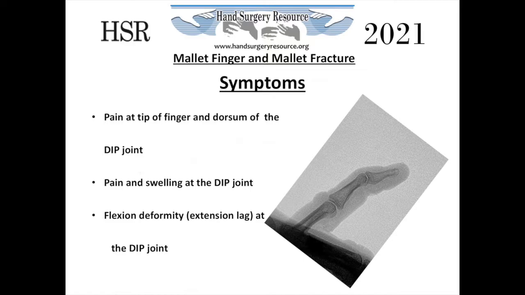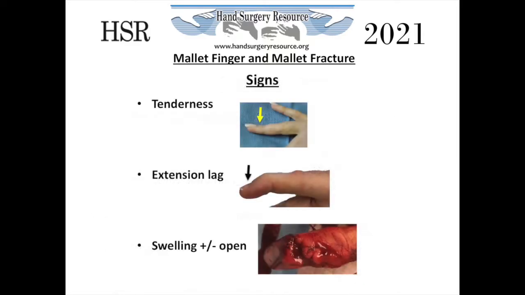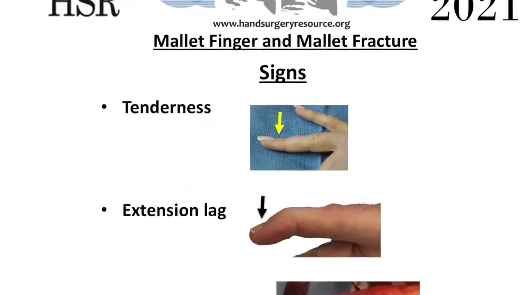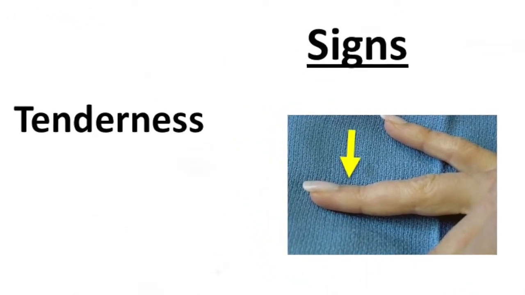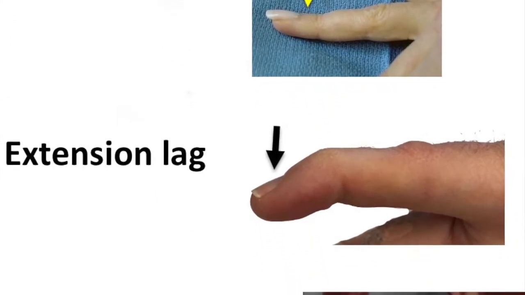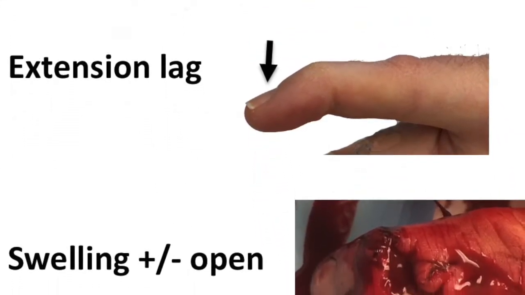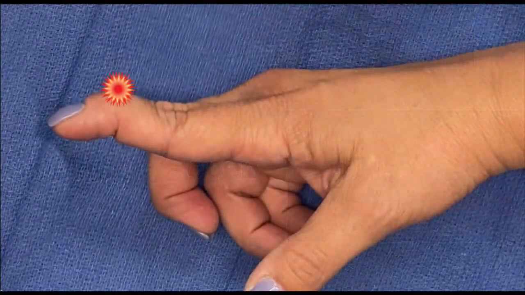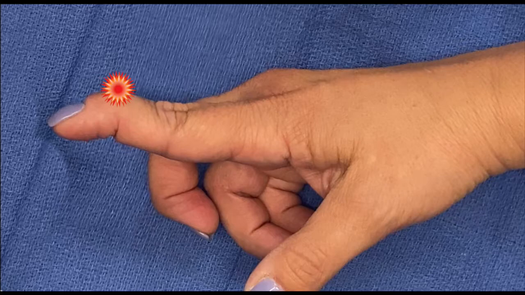The presenting symptoms of a mallet finger or mallet fracture include pain at the tip of the finger and the dorsum of the DIP joint, pain and swelling around the DIP joint, and a flexion deformity at the DIP joint. On examination, the signs include tenderness at the dorsum of the DIP joint, extension lag of the DIP joint, and swelling of the joint, with or without an open injury. This patient presented with a mallet finger in the context of pre-existing mild swan neck deformity in all digits.